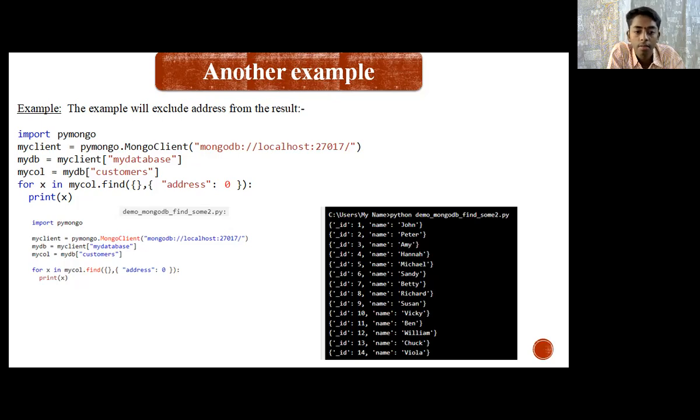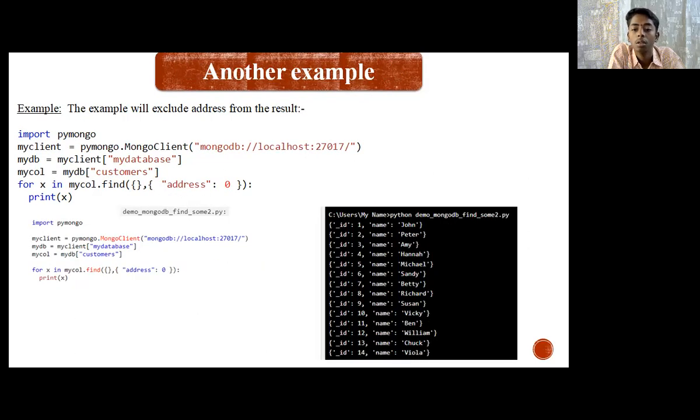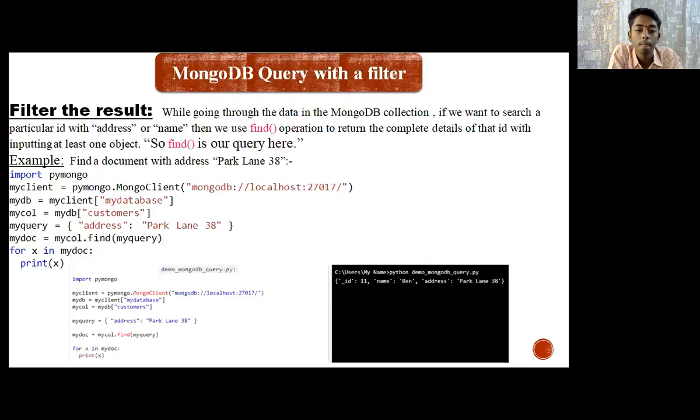So print X. We can see in the CMD, command prompt output, that it has printed the ID field and name field from 1 to 14. It does not print address, because we have mentioned address colon 0. So this is how return only some fields works. So let's get into the next slide.